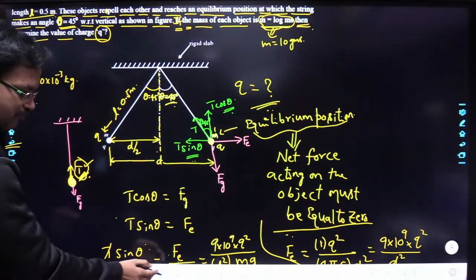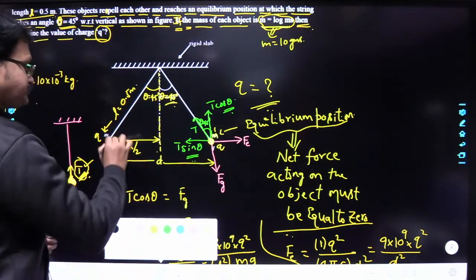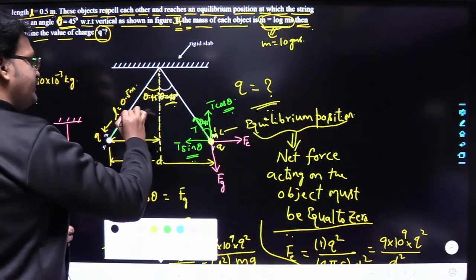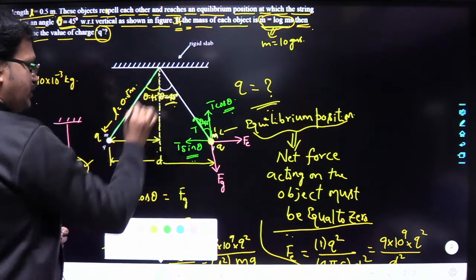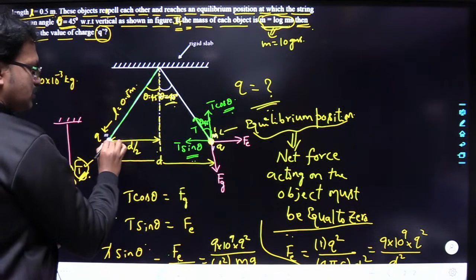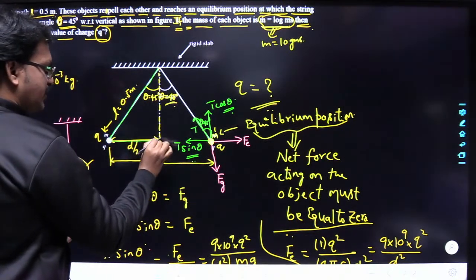Okay. So now if you observe here, this length is 0.5 meters, right? And this distance is d by 2.